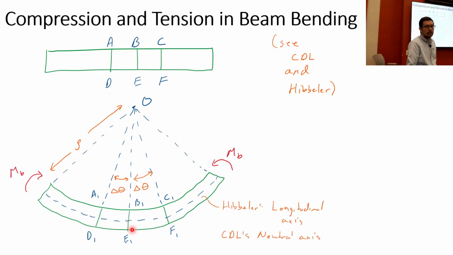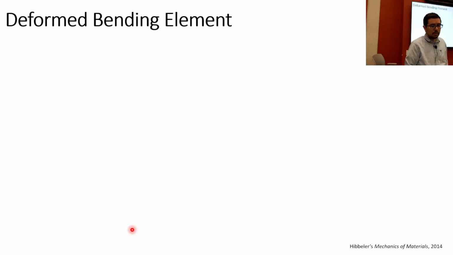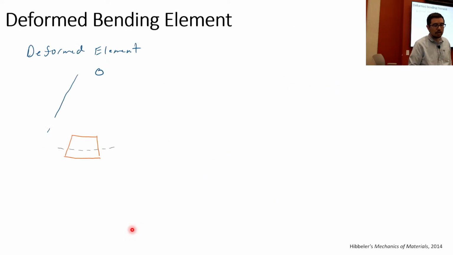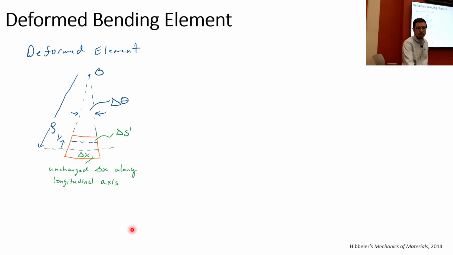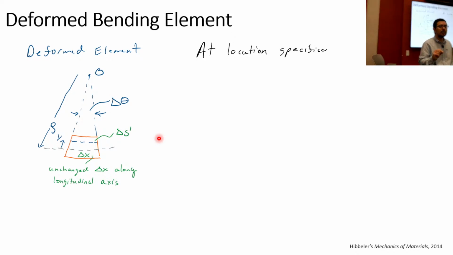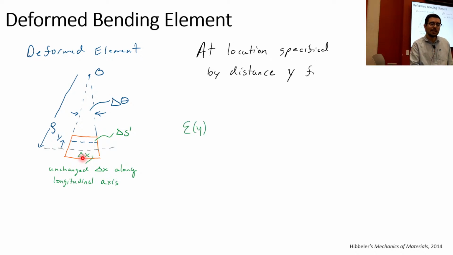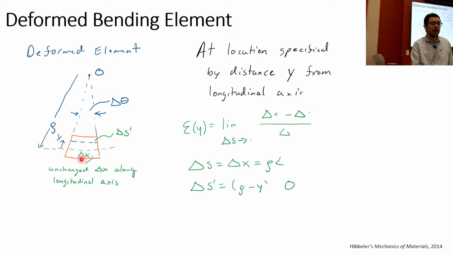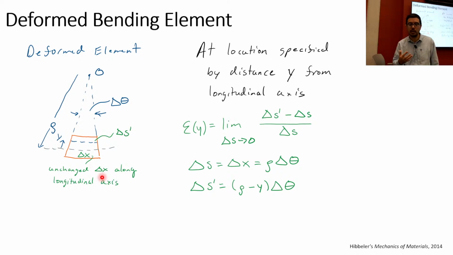Okay, we have our longitudinal axis, and now we're going to look a little bit more at what's happening with deformation, and we're going to look at delta S prime, and we're going to think about delta S prime in relation to the original delta S. Remember the delta S? We said when it was undeformed, delta S is not shown here. Delta S is just delta X. And delta X doesn't change, because delta X is along the longitudinal axis.